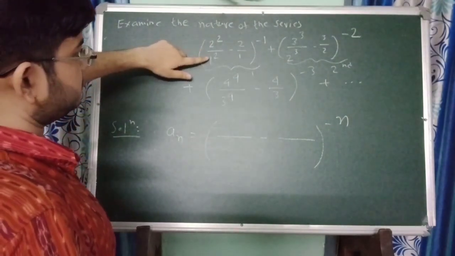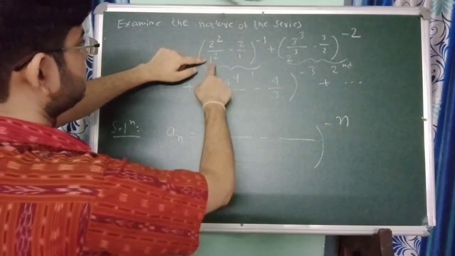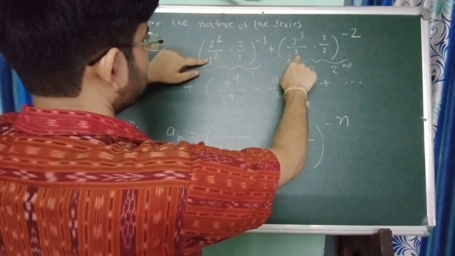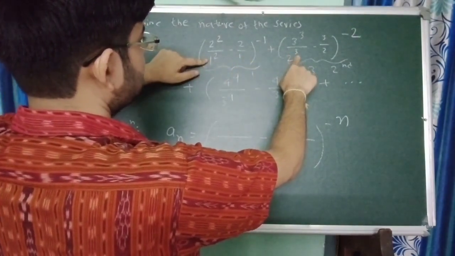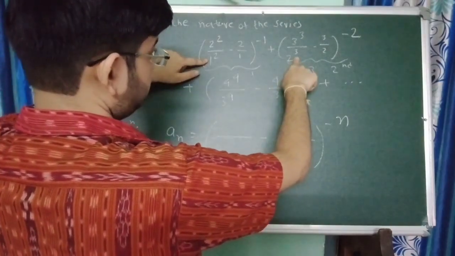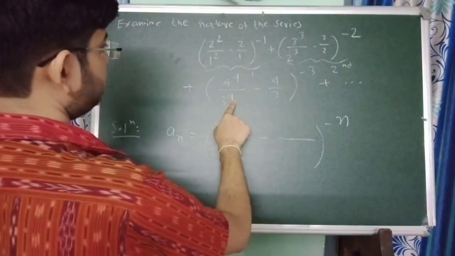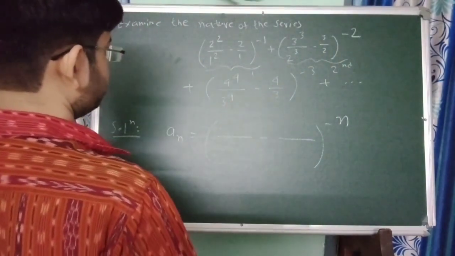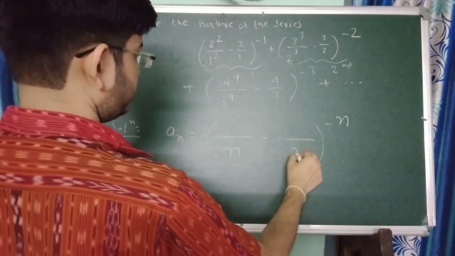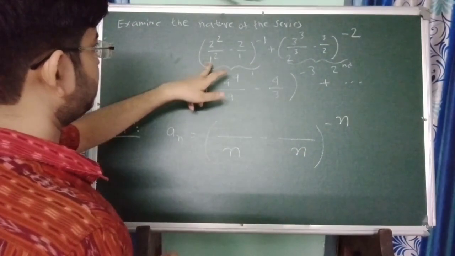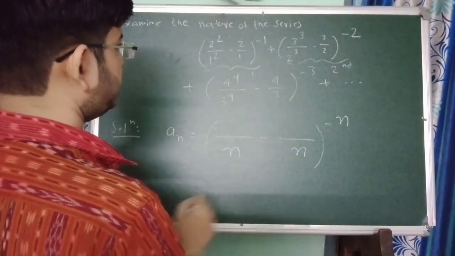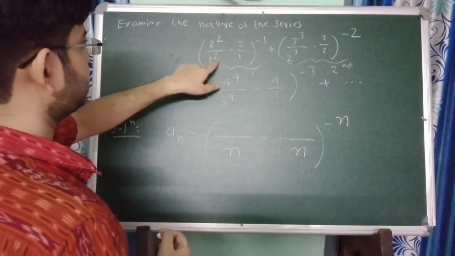In the first term, the denominator is 1 square, here 1; here 2 cube, here 2; here 3 to the power 4 and 3. So in the nth term, here n and n, this is obvious. First term 1 1, second term 2 2, third term 3 3. So in the nth term, n. Then the power.